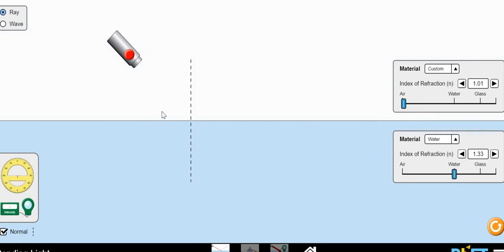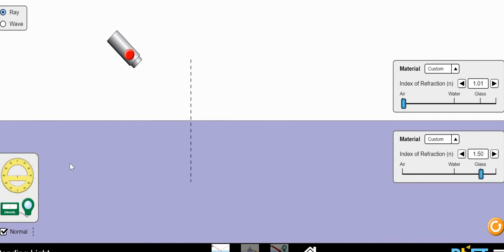So let me name everything. This is the interface right along here between the two media, right? We've got air up here, and right now we have water down here. I'm going to make this glass. Okay, so that's glass with an index of refraction of 1.5. So the bigger this number, the slower light travels. Okay, you'll learn about that later.